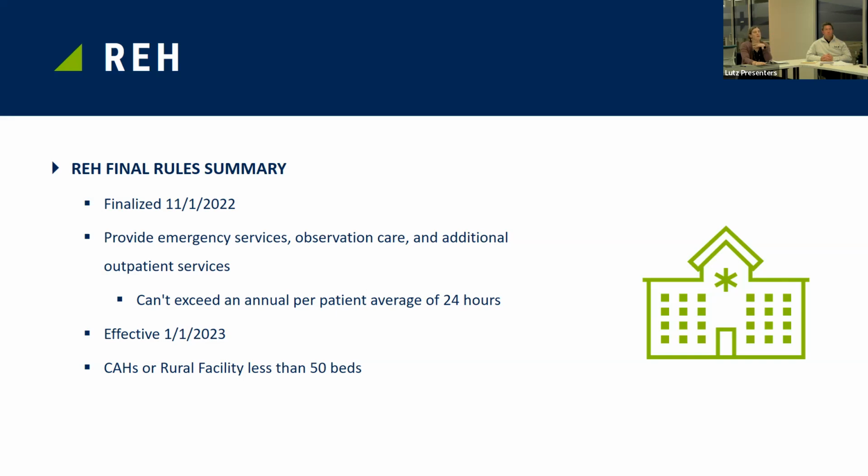But at a high level, the REH would provide emergency services and observation care, with the caveat that the patient can only be there less than 24 hours. And you can provide additional outpatient services. That provider type would be effective January 1st, 2023. Again, it's available to critical access hospitals or rural facilities with less than 50 beds.